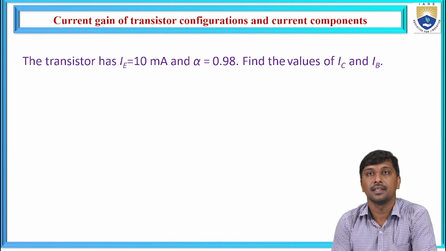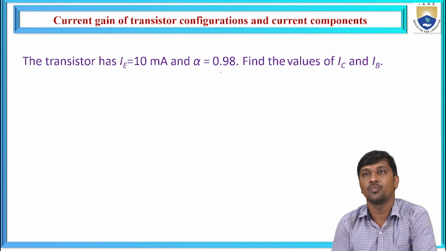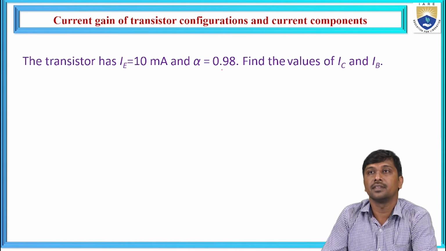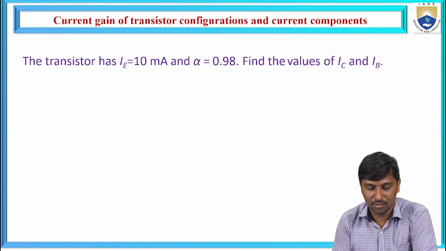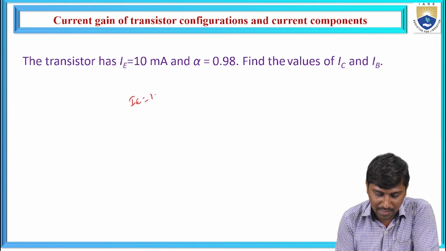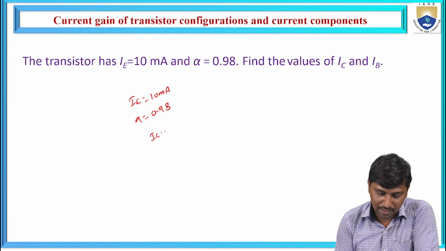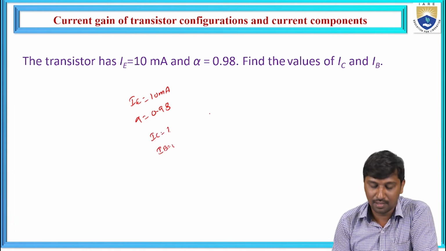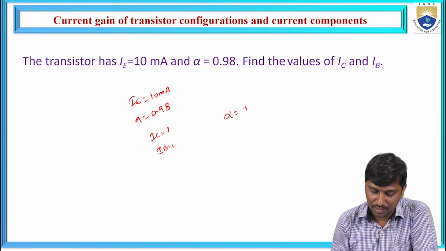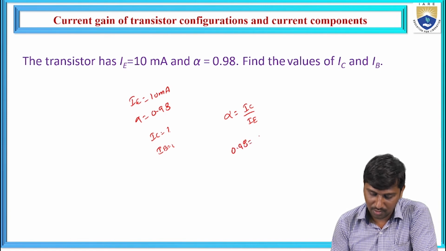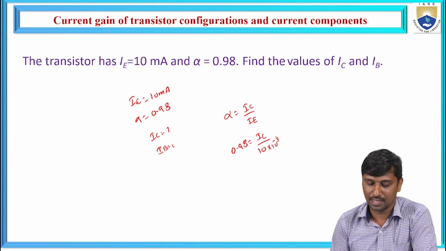Then a transistor has IE of 10 milliamperes, alpha of 0.98, and find the values of IC and IB. So here the given specifications are IE is 10 milliamperes and alpha is 0.98. Now we need to calculate IC and IB. From this we know that alpha is defined as the ratio of collector current to emitter current, IC by IE. They have given that alpha is 0.98. Now IC is the unknown parameter, and IE is 10 milliamperes, 10 into 10 to the power minus 3.